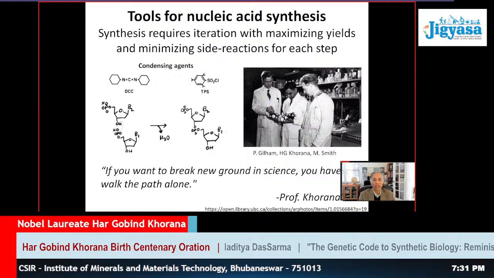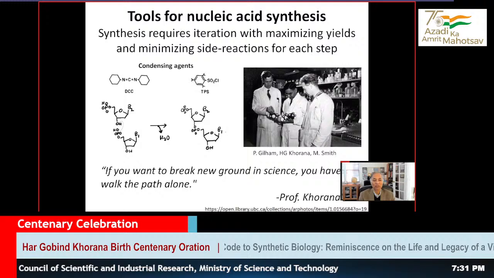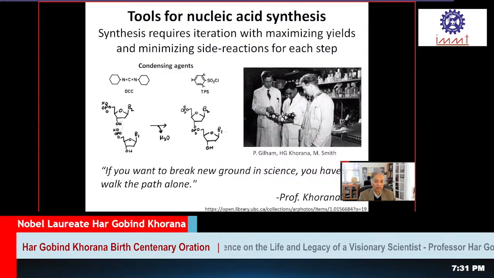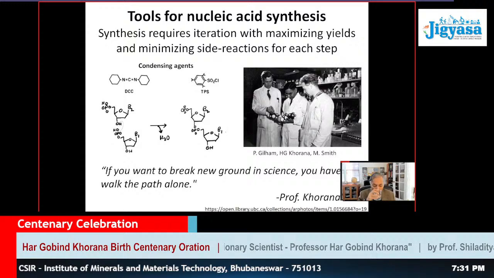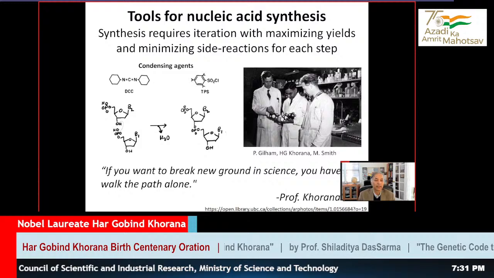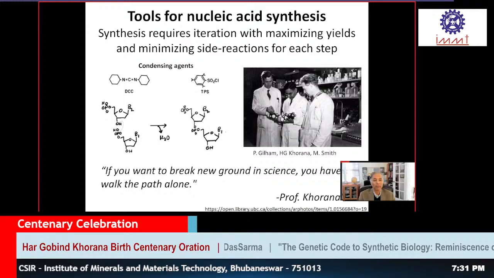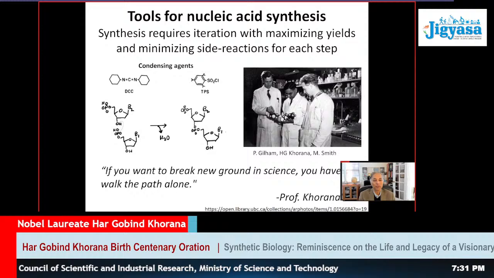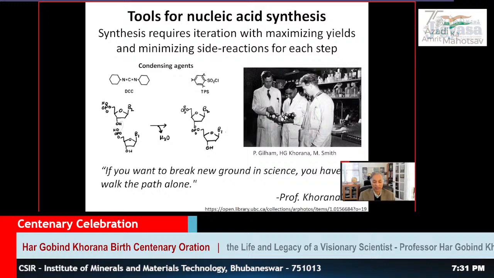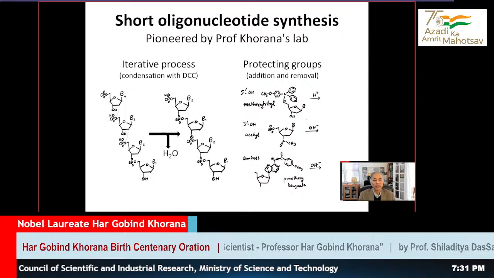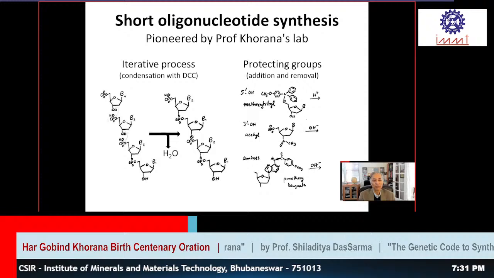And another quote from Dr. Khorana is that if you want to break new ground in science, you have to walk the path alone. So the reaction that's promoted by DCC is the condensation of two nucleotide bases into a dinucleotide. So the dinucleotide could then be condensed into a tetranucleotide, again, using DCC as shown on the left.